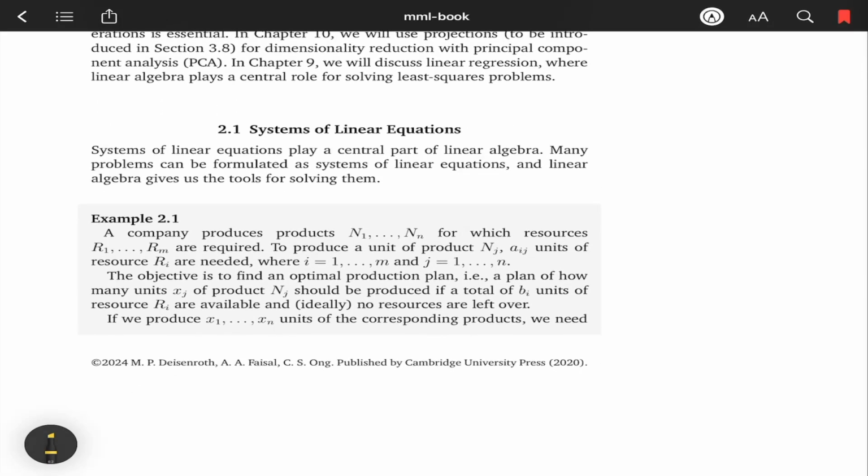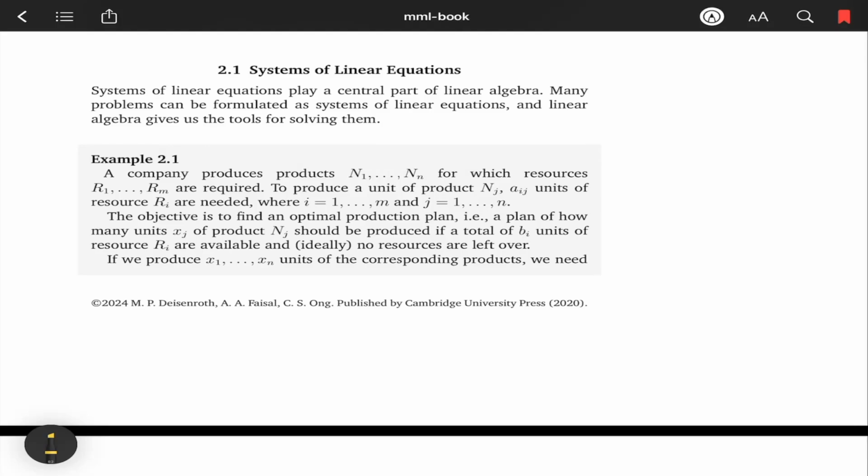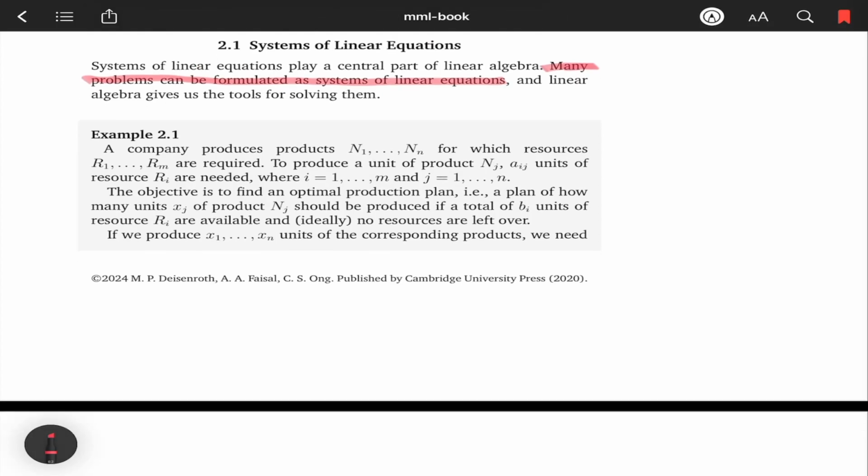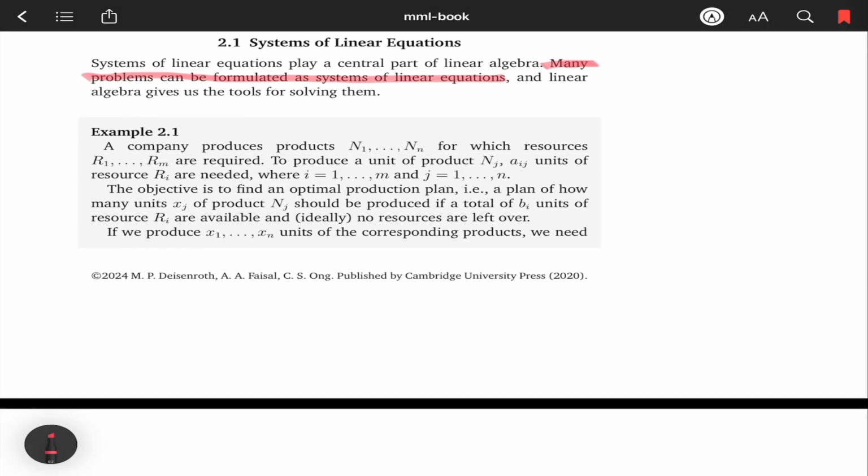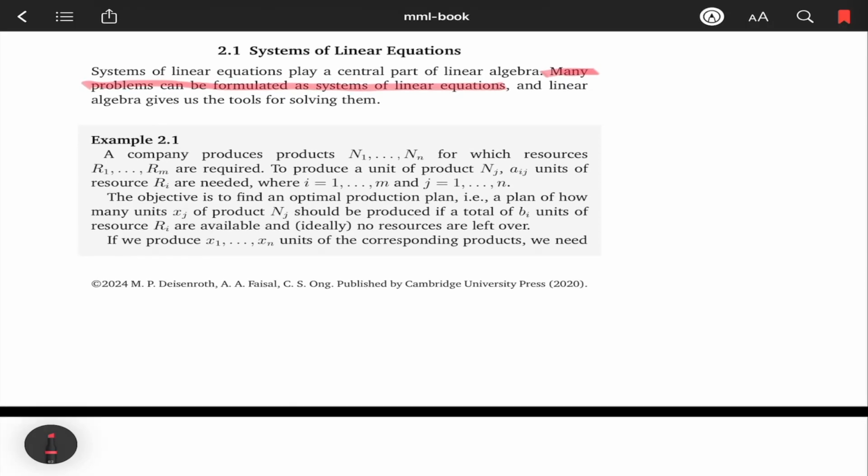We have reached chapter 2.1, Systems of Linear Equations. Systems of linear equations play a central part of linear algebra. Many problems can be formulated as systems of linear equations, and linear algebra gives us the tools for solving them. So you have a problem and you can rewrite that problem as a system of linear equations, and then you just use the tools of math to solve it. It's super convenient. You have a problem in life and you can just use systems of linear equations to solve it.